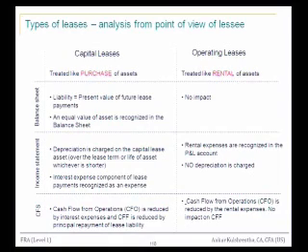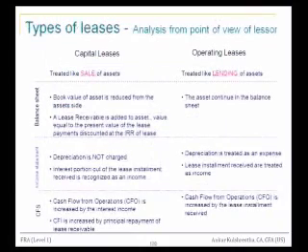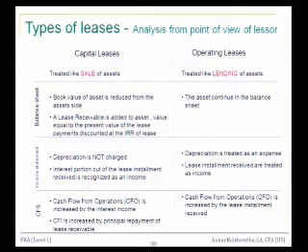Yeah, so let's talk about the analysis from the point of view of a landlord. Again, just look at the operating lease portion. Don't get confused with the finance lease. Under operating lease, it says it is treated like lending of asset. The asset continues in the balance sheet of the landlord. Obviously, when there is no sale, the house property continues to belong to the landlord.